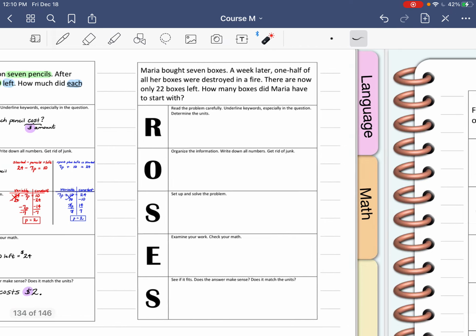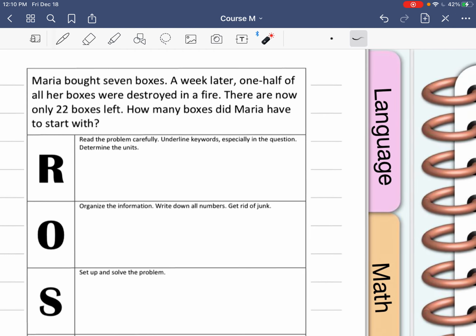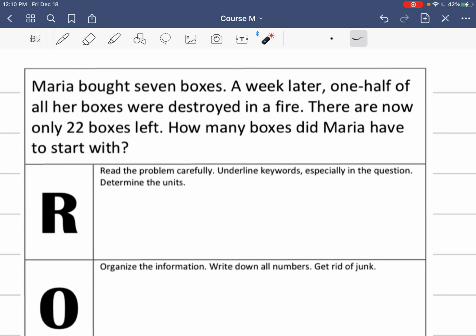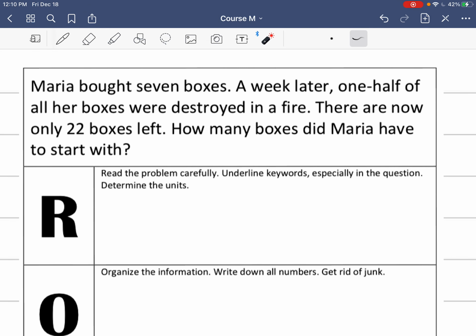Let's do another one. Let's look at Maria. Maria bought 7 boxes. A week later, 1/2 of all her boxes were destroyed in a fire. There are now only 22 boxes left. How many boxes did Maria have to start with? So let's write the question in this space. How many boxes did Maria have to start with?